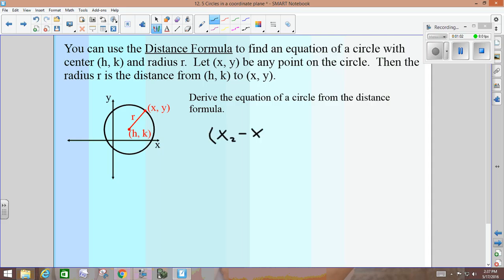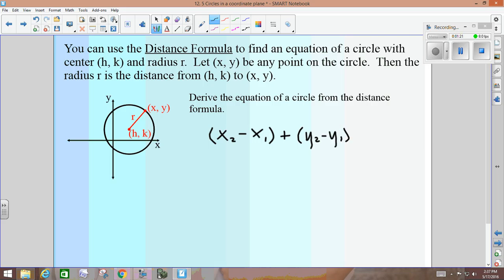X2 minus X1. Touche. Is it distance equals rate times time? I think that's right. Keep going, Spence. Y2.